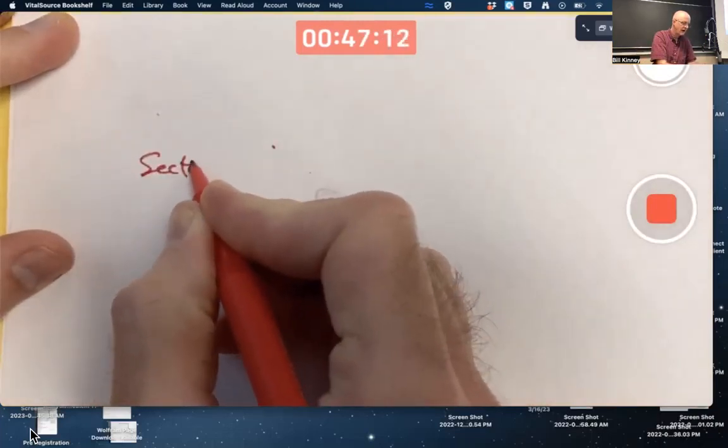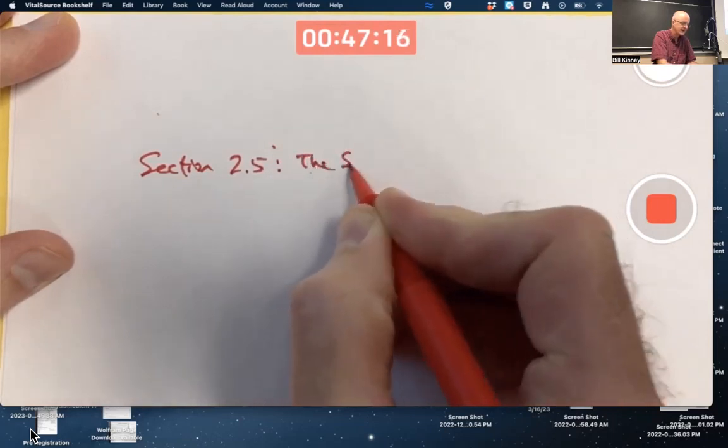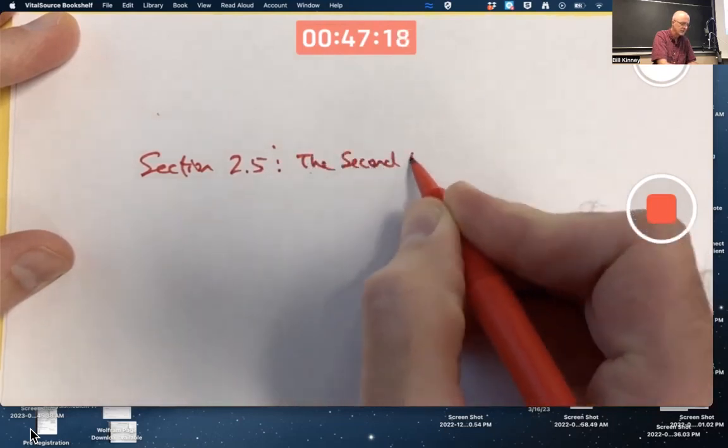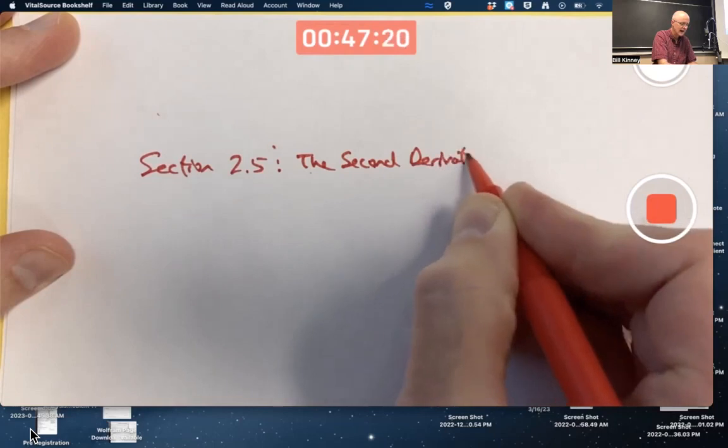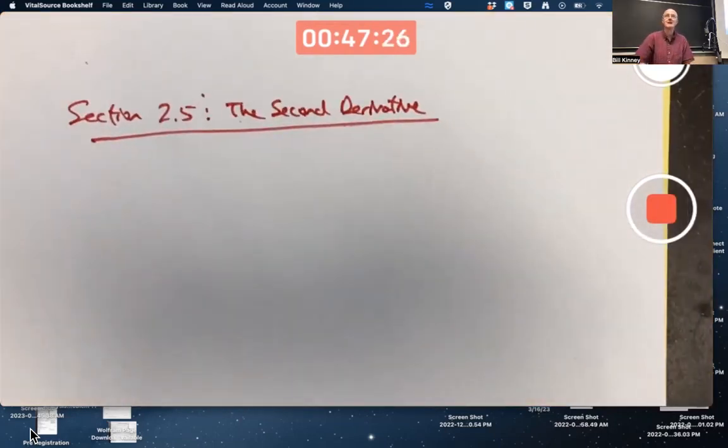Section 2.5 is about something called the second derivative. I have hinted at the idea of a second derivative before, in the context of free fall. You take a ball, throw it straight up, let it go up a bit before it comes back down and hits the ground again because of gravity.